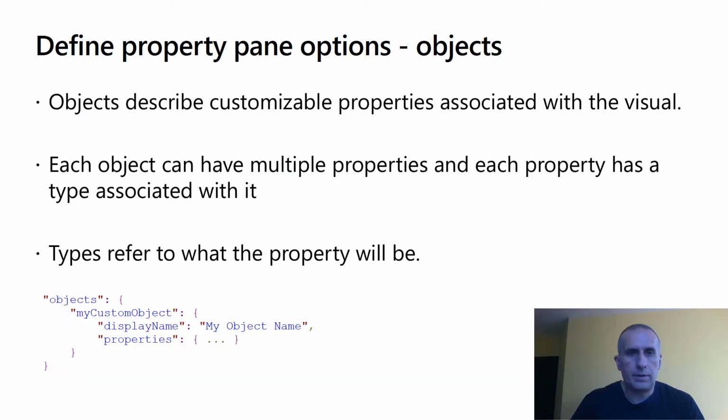Another important component are objects. Objects are used to define the property panel options in our Power BI custom visual. Objects describe customizable properties associated with the visual, which can be configured in different ways. Each object can have multiple properties, and each property has a specific type associated with it. You can see the high-level object description here. You will also see the objects implementation in the demos.